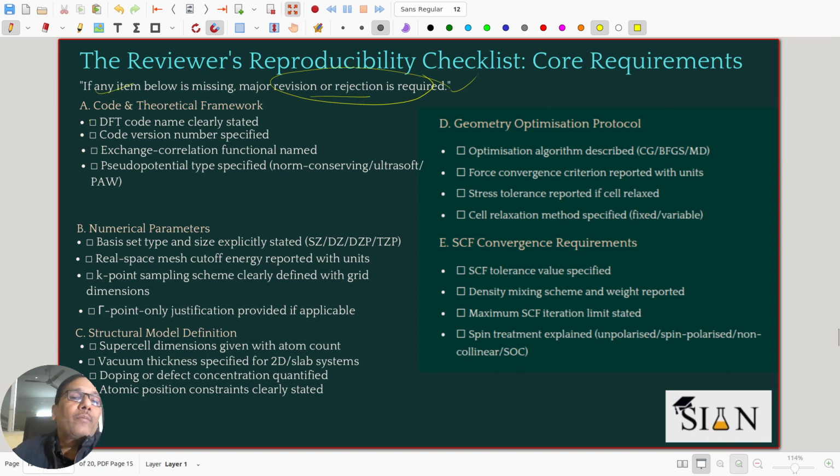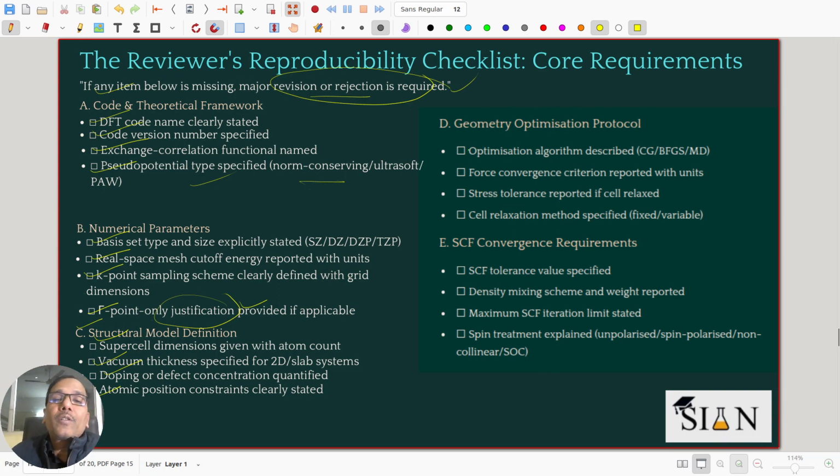Code name clearly stated, code version, exchange correlation functional and pseudopotential type, norm-conserving or whatever. Second, the numerical parameters: basis set types, SZ, DZ, DZP, real space mesh cutoff, K-points sampling, with justification if a big supercell is used. Structure method: supercell dimension, vacuum thickness, doping or defect concentration, atomic position concept clearly stated.